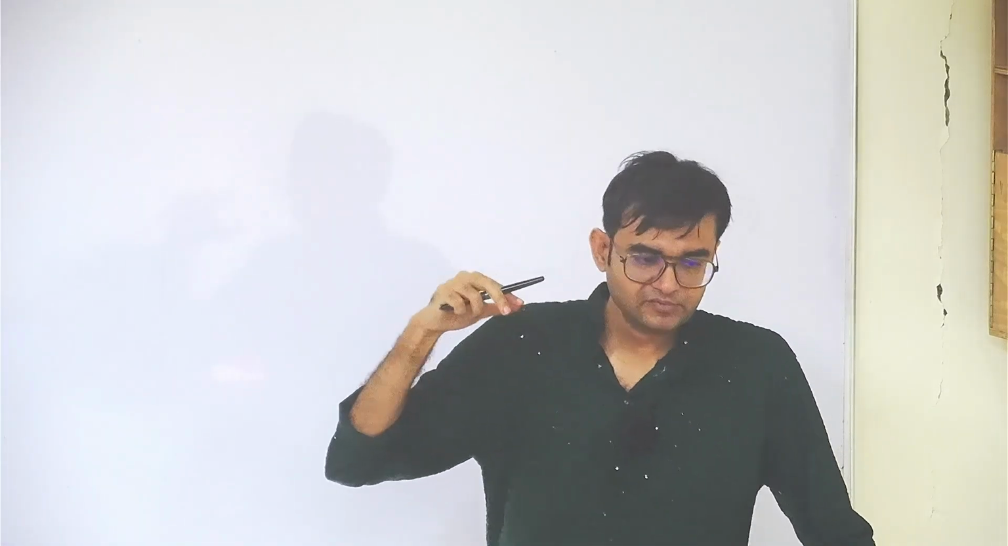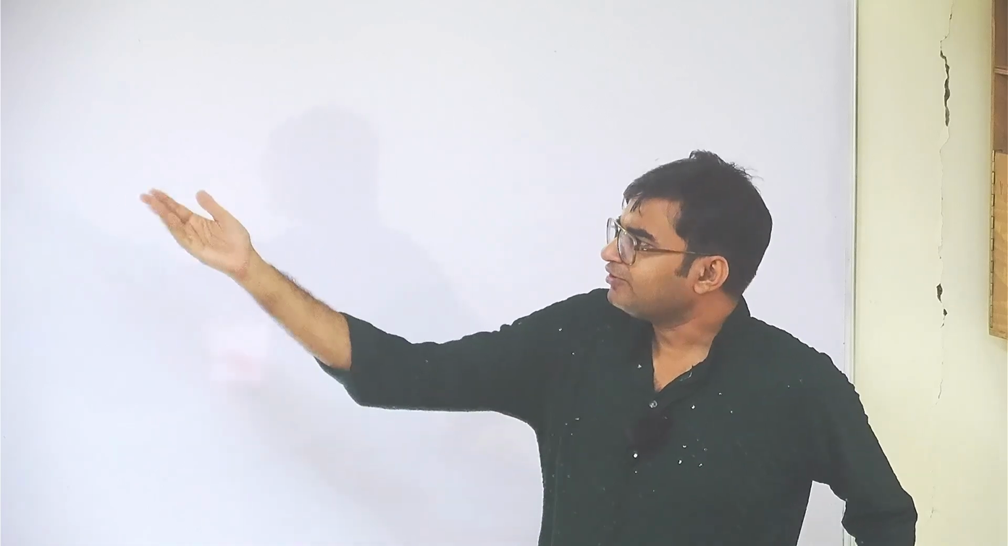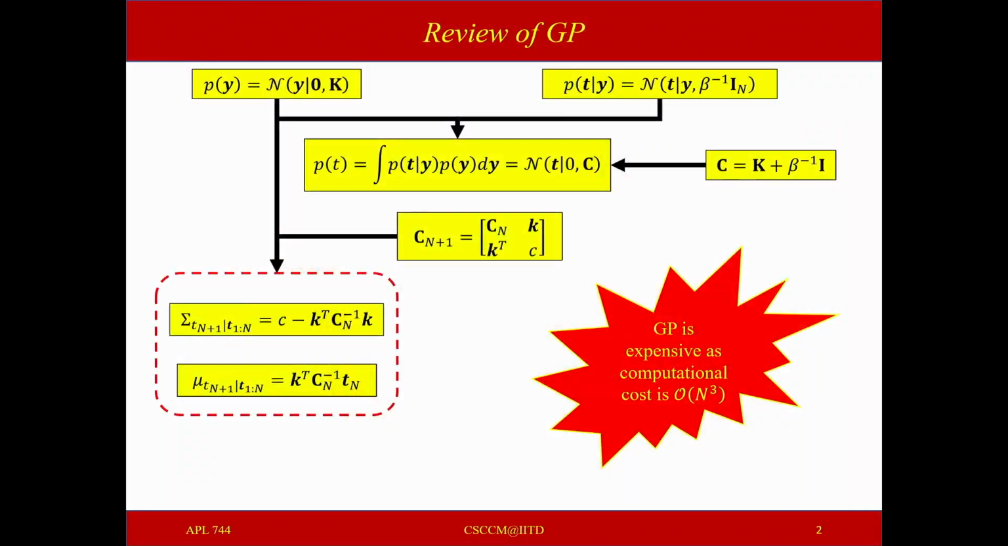So, just to quickly recap, this is what we have discussed till now. We started by considering that our function t equal to y plus epsilon, where y is unknown, is a Gaussian process, and we considered it to be a zero mean Gaussian process, right. That is what you see at top left, and then t given y came out to be a Gaussian distribution, because the noise was Gaussian, correct.